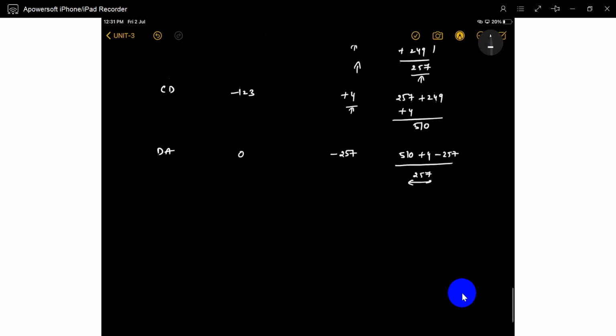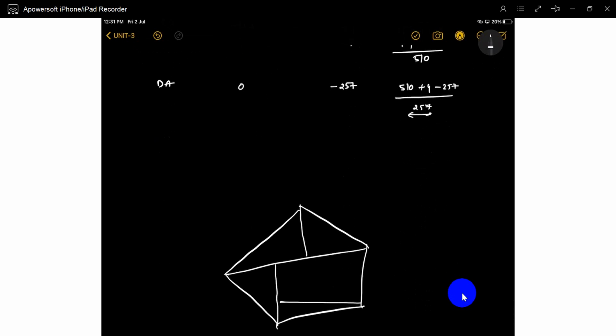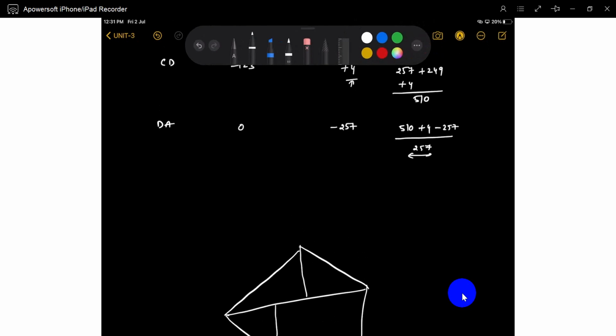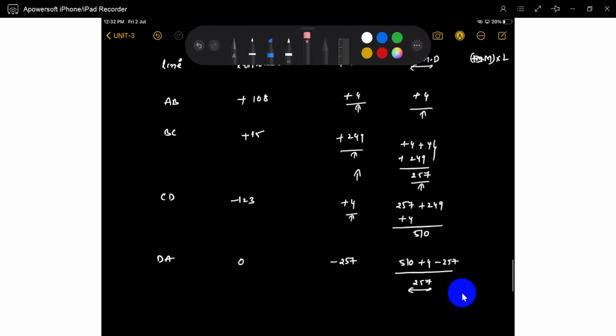Otherwise, if you want this shape, how can you calculate the area? You have to divide into triangles and rectangles, and later calculate the area. It is too hectic a process. But based on the latitudes and departures, it takes a second. Understood? That is the use of these methods, meridian distance and double meridian distances.